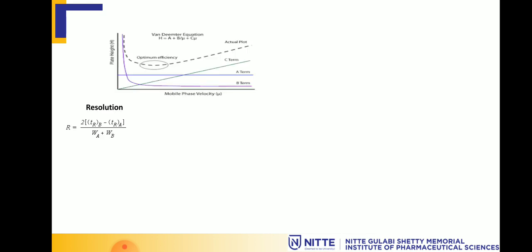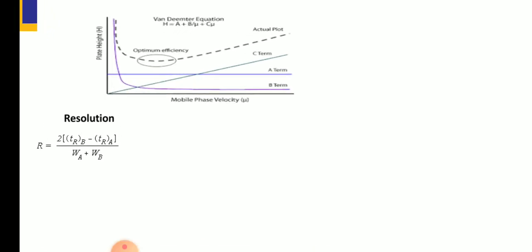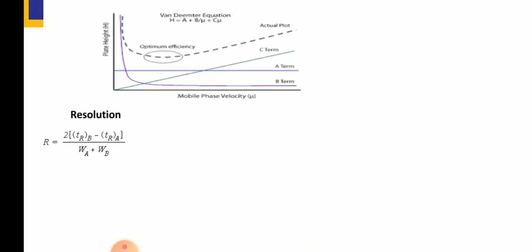Now this is the equation, right? It is called the Van Deemter equation. It tells us the exact plate height when you plot the graph between the plate height and the mobile phase velocity mu. You can see that the purple curve is the one which is desirable, right?